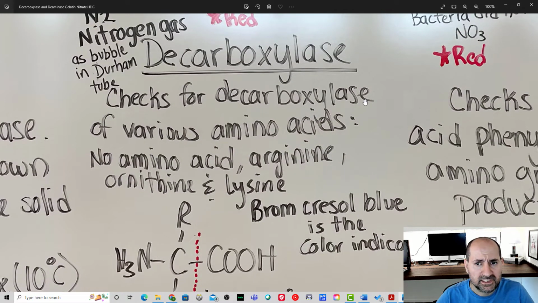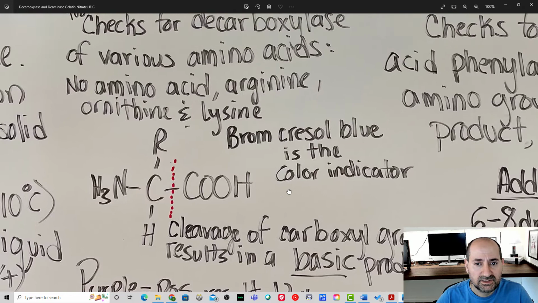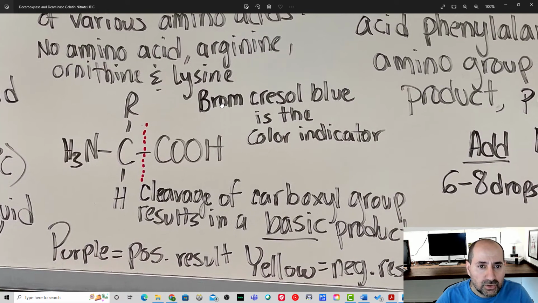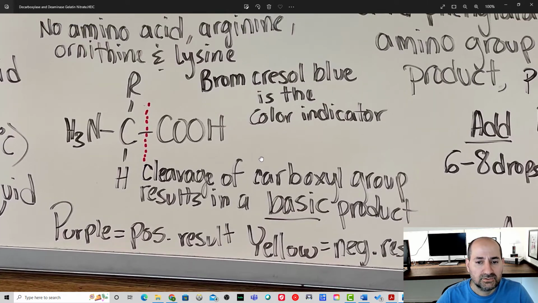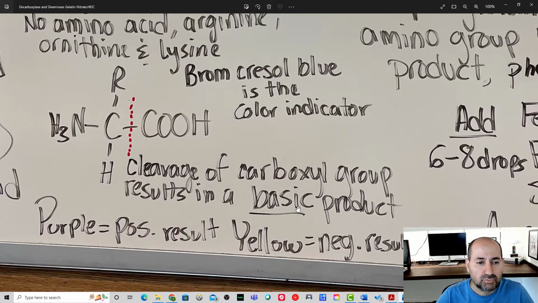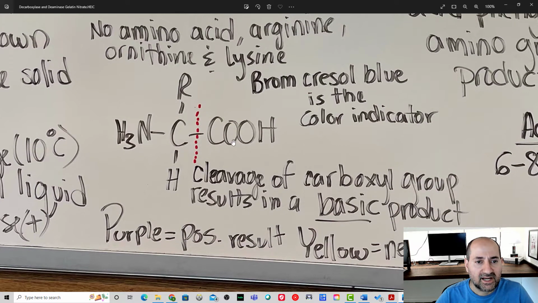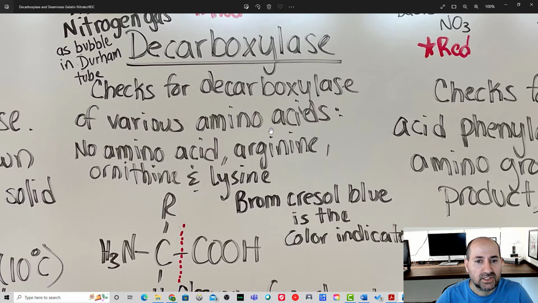So here we're checking for the enzyme decarboxylase for different amino acids. I believe there was a lysine decarboxylase, an ornithine decarboxylase, arginine decarboxylase, and then your no amino acid control as well. Here you should know that the color indicator is called bromocresol purple, and what you're looking for is a basic product. Purple color is a positive result, and a yellow color is a negative result. Also, remember, after we inoculated our tubes, we also overlaid with mineral oil.